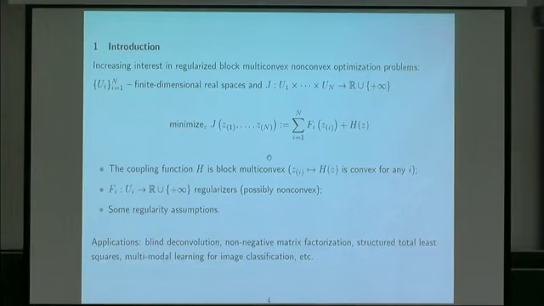Now let us mention that typically the joint coupling function is not convex. The functions Fi are regularizers, and they can be convex, non-convex, whatever you want. We will use some regularity assumptions naturally. There are many applications that I briefly list here. They are well known: blind deconvolution, matrix factorization, but the application I will show is a little bit different.